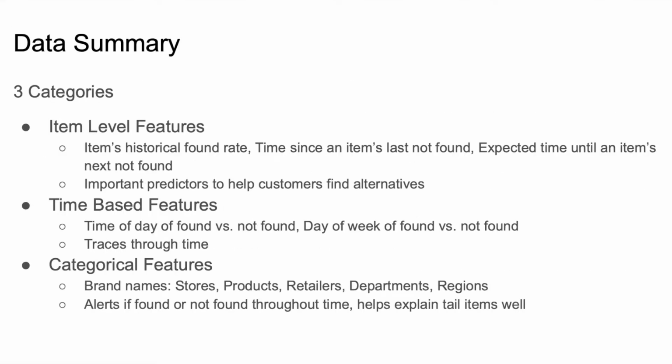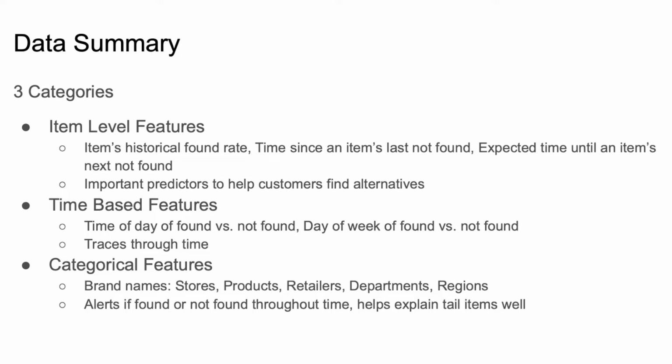Data summary. The model relies on three types of data called the item level features, time-based features, and categorical features. The item level features contain the variables of an item's historical found rate, the time since an item's last not found, and the expected time until the next not found for an item. The data for these variables comes directly from Instacart's shopper app as inputted by their shoppers. The item level features are important for Instacart so that it can relate to its customers the urgency of finding substitutes for their items over the course of the shopping day.